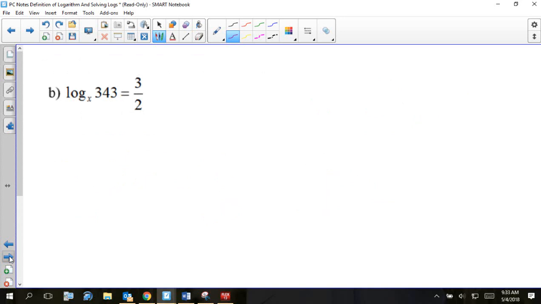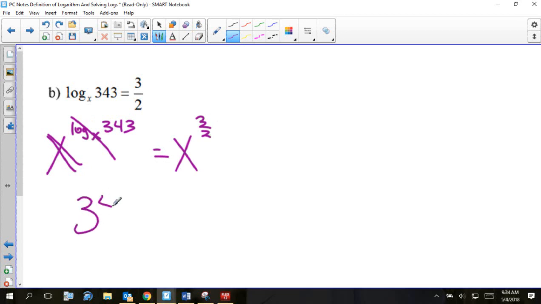I'm trying to find the base, so I need that x to not be in that spot. You would use ln if you see an e anywhere. What are we going to use if we see a log base x? Make the base x? Very good. We're going to exponentiate with a base of x, so we'll do x to the log base x of 343, because those are going to cancel, equals x to the 3/2. So now I have 343 equals x to the 3/2.